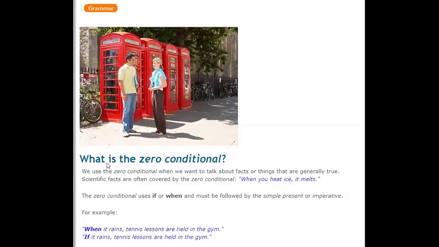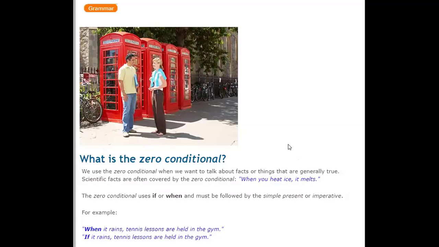Yes, sir. We use the zero conditional when we want to talk about facts or things that are generally true. Scientific facts are often covered by the zero conditional. When you heat ice, it melts. The zero conditional uses if or when and must be followed by the simple present or imperative. For example, when it rains, tennis lessons are held in the gym. If it rains, tennis lessons are held in the gym.